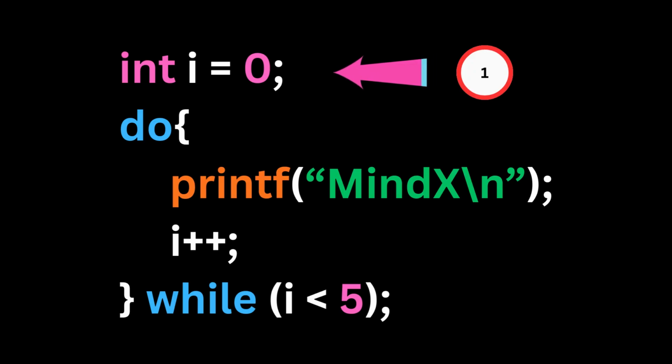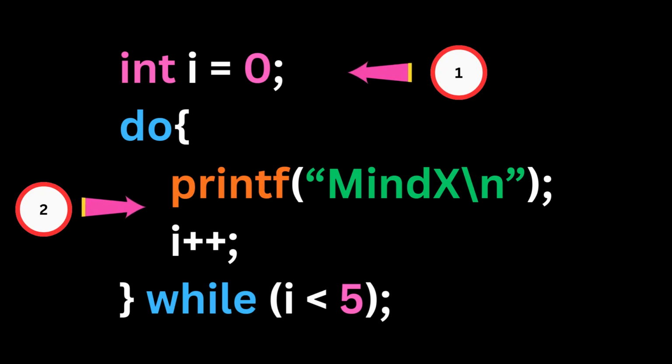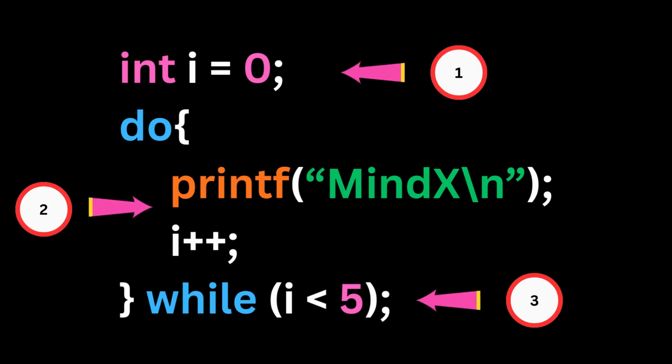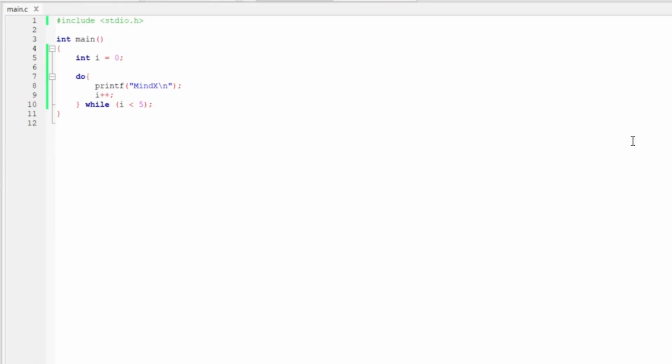In a do-while loop, the code inside the loop runs first. Only after the code runs does C check the condition. The condition is checked after the loop body. Now let's see this in action. So looking at the code here, I have typed the exact code over here, and you can see we have used a do-while loop to do the exact same function.